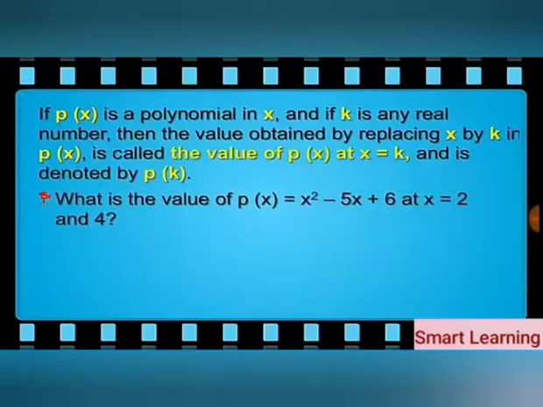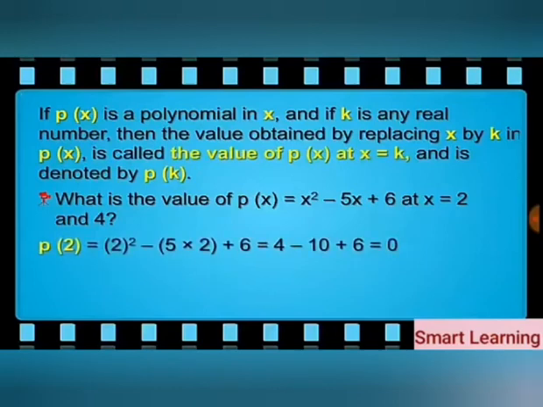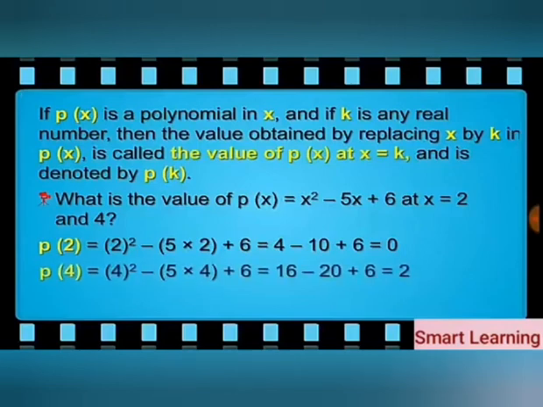Yes. What is the value of p of x, x square minus 5x plus 6, at x equal to 2 and 4? You are substituting the value of x as 2 in p of x. And now you can see 2 square minus 5 into 2 plus 6, which will give you the answer 0. And now when we are substituting the x value as 4 into p of x, we are getting the value 2. Yes children, now let us move on to the next.